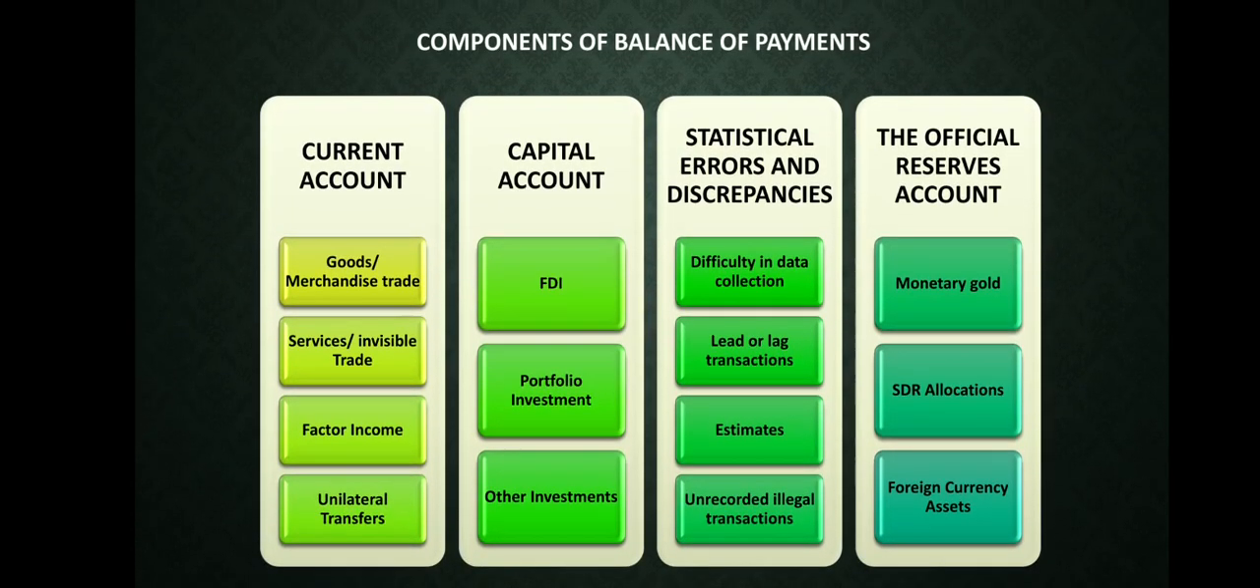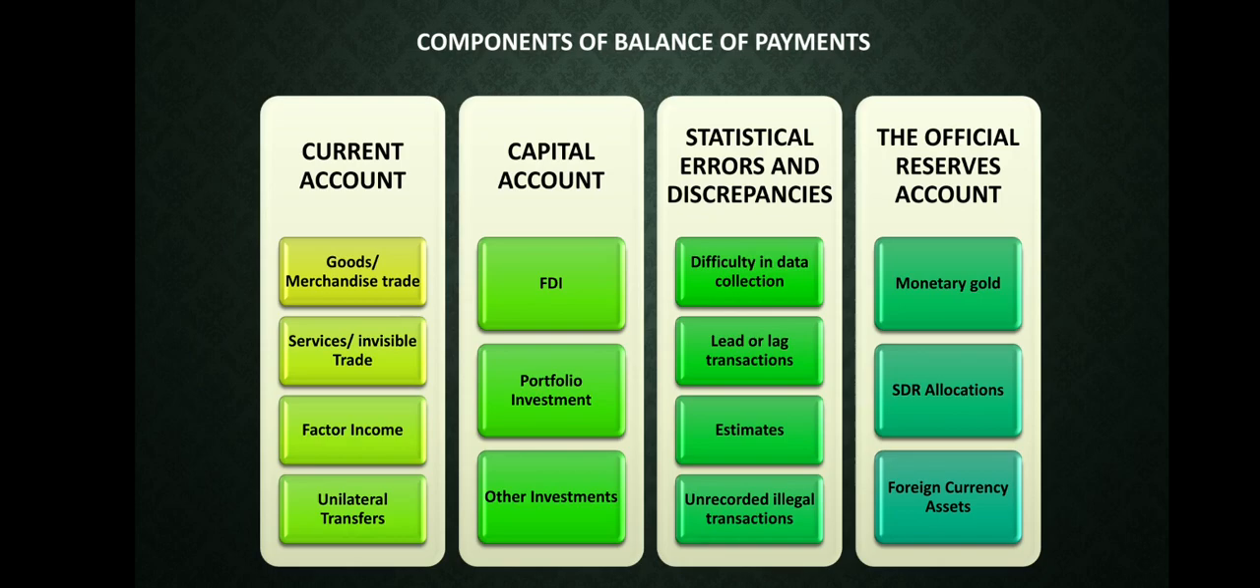First one is the current account. The current account records all international economic transactions involving export and import of goods and services occurring within the current period. It has the following subcategories. First one is the goods or the merchandise trade. The export and import of goods is included in this subcategory of the current account.